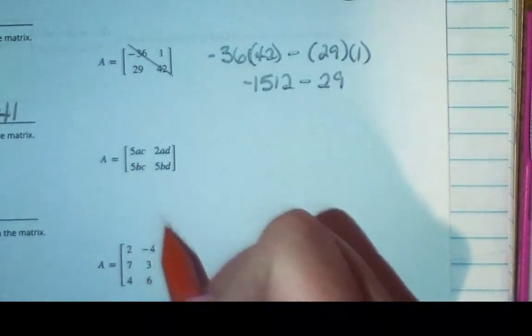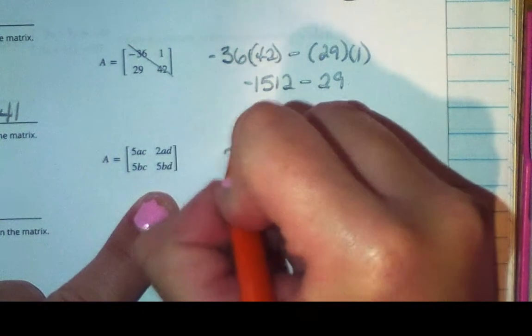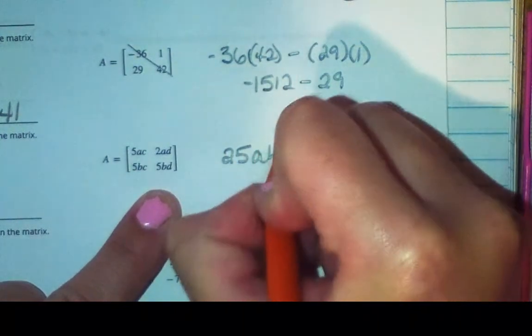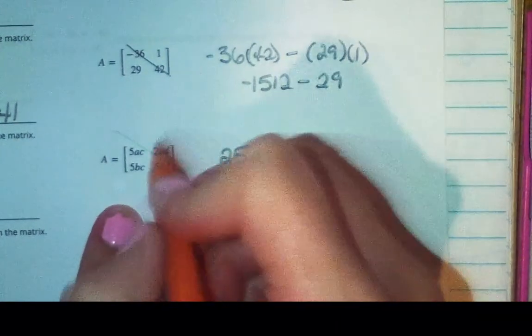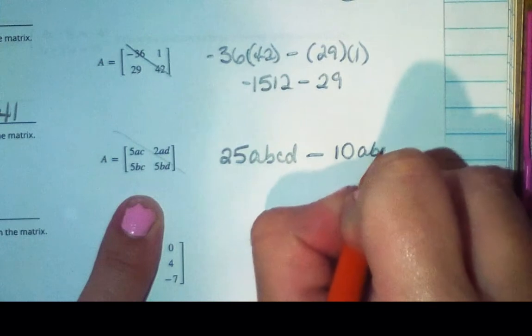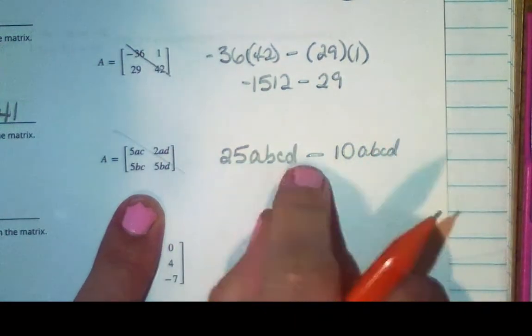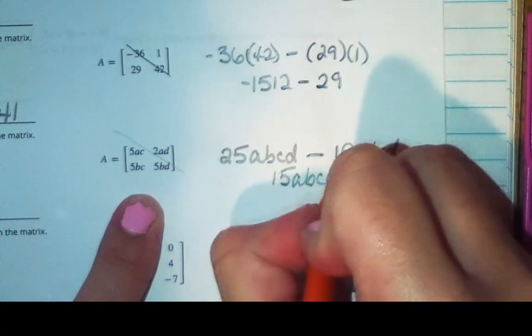Okay, so let's do this way. We've got 5AC times 5BD. So that's going to be a 25ABCD. So cross this way. Minus, cross this way, gives me 10ABCD. Well, 25 of those minus 10 of those is 15ABCDs. So you have 15ABCDs.